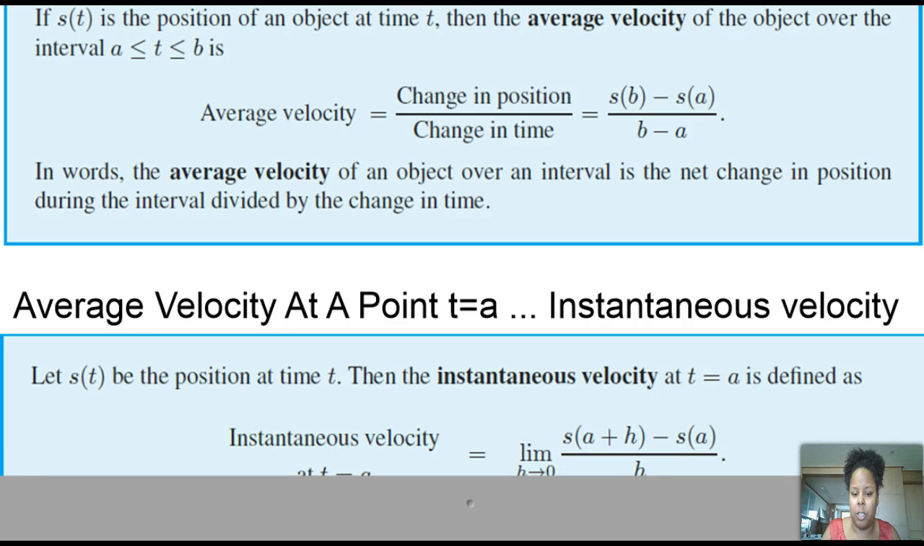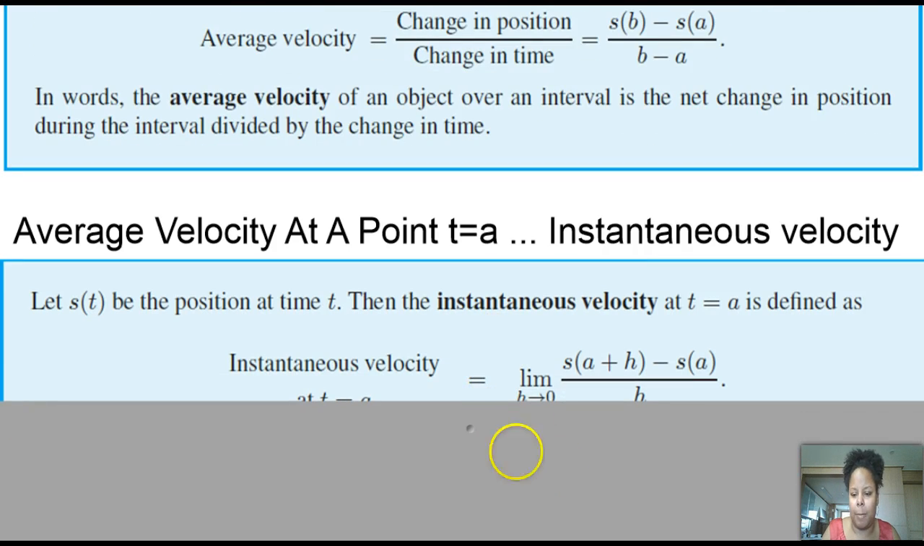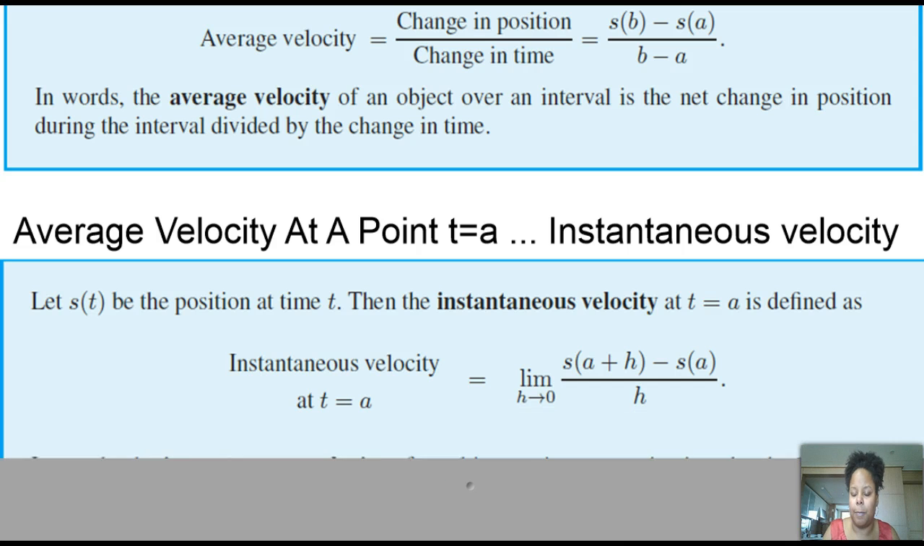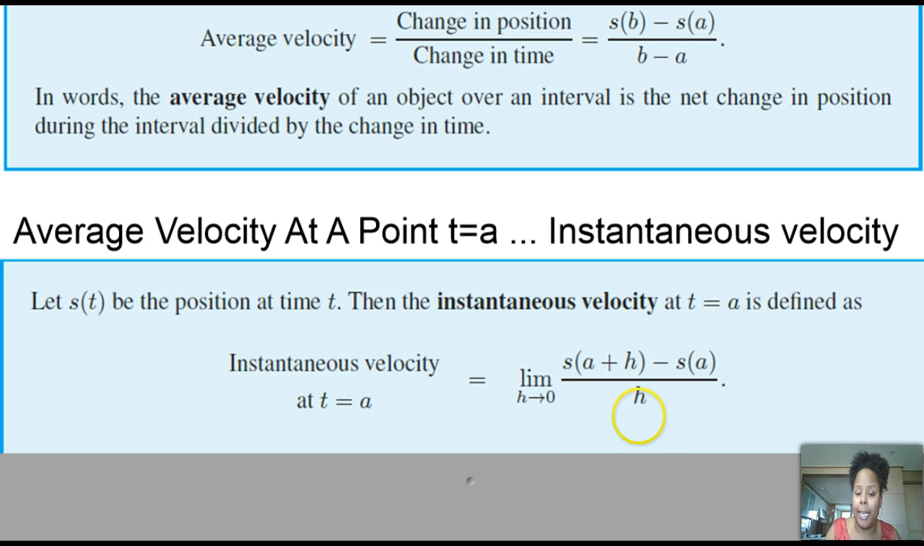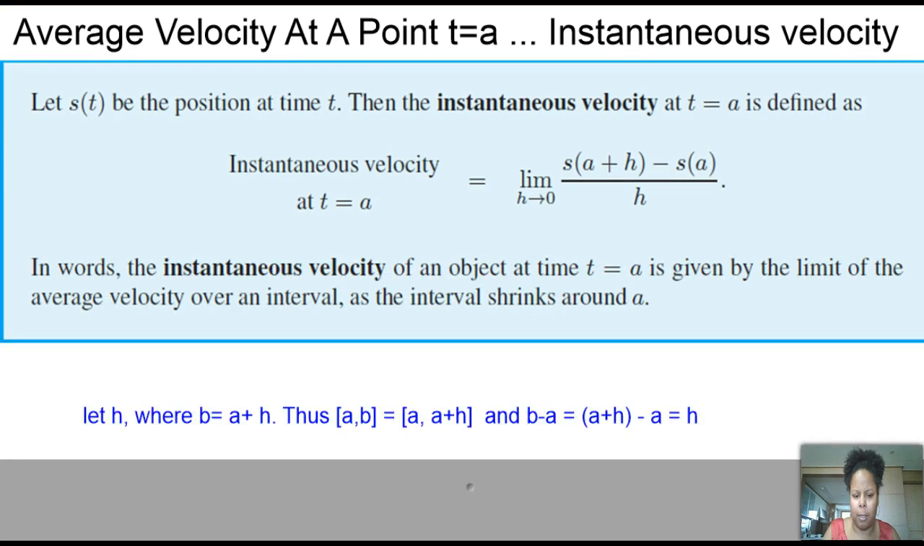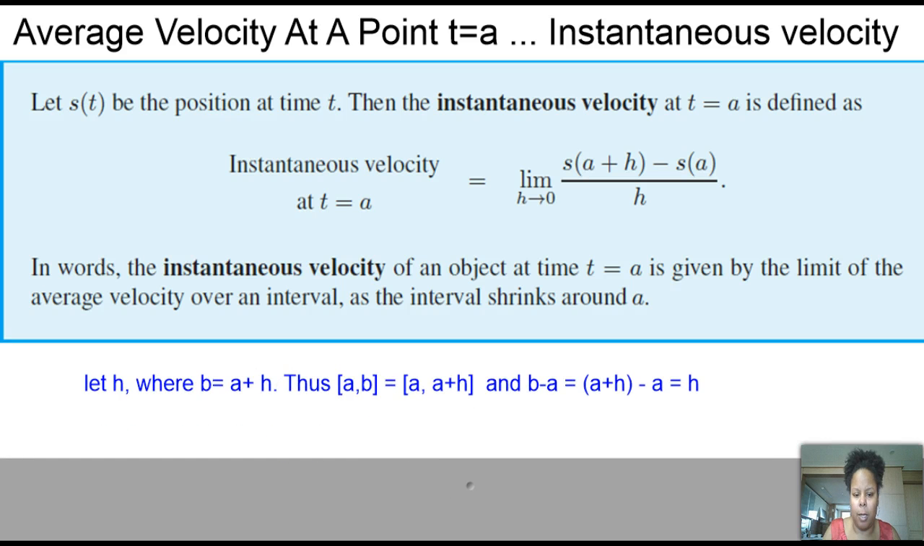So if s is the position function of an object at time t, the instantaneous velocity is defined as a limit of the difference quotient, as the change in time approaches 0. Okay, so let's take a look at what h can be looked at. If you remember, b can be represented as the original number a plus some change from a to b. And if we're considering that b is greater than a, then more than likely h is going to be positive.